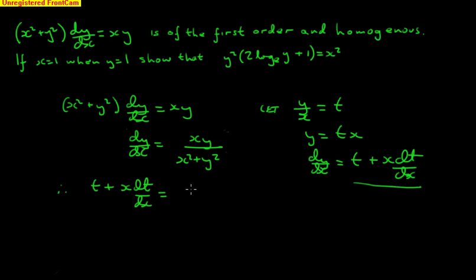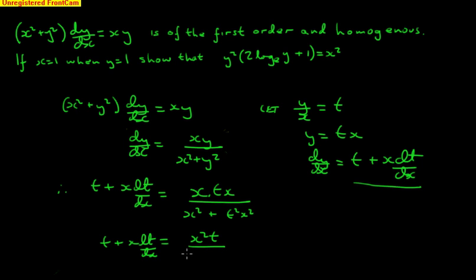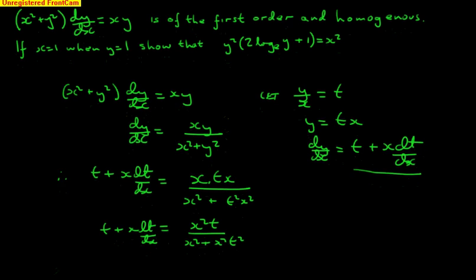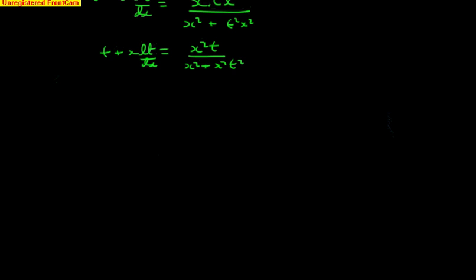So instead of y, I've got x times tx. And on the bottom, I've got x squared plus t squared x squared. And then on the left I've got t plus x dt by dx. Again, let's see what I've got. Now I've got x squared t over x squared plus x squared t squared. Oh well, there we go. We can make it all a whole heap simpler now. Here we go.